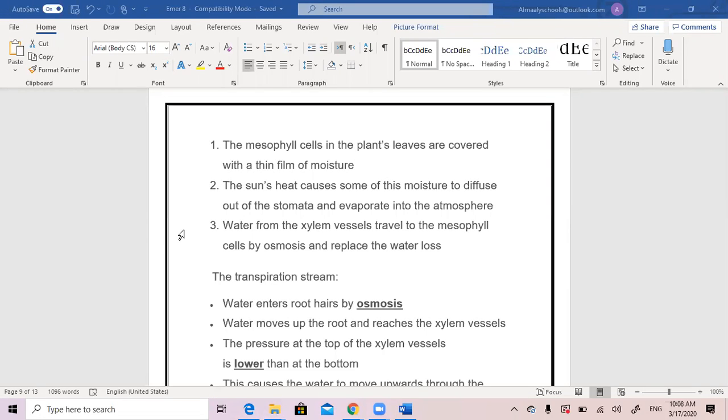It is the tissue between the upper and lower epidermis. Under the upper epidermis. Do you remember that drawing of mesophyll? Yes. After the upper epidermis, we have two kinds of cell.